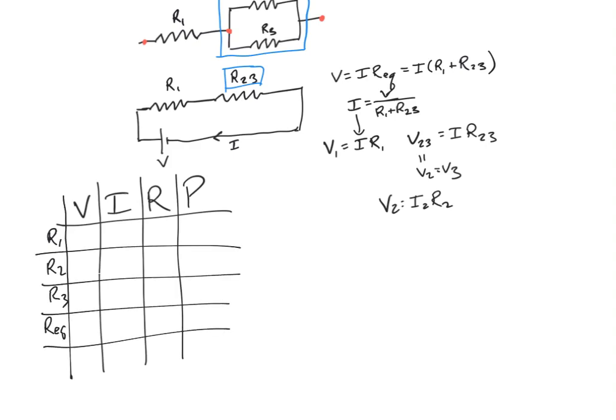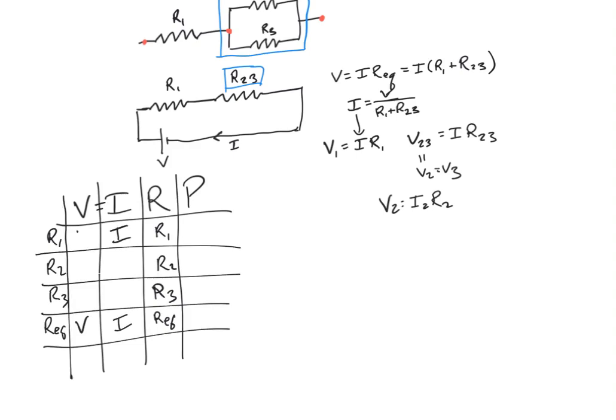This is really nice because we know that V is equal to IR. So if I know R1, R2, and R3, then I can calculate the equivalent resistance, and since I know the total voltage, I can find the total current, and since the total current through the circuit is the same as the total current through here, I can do that.